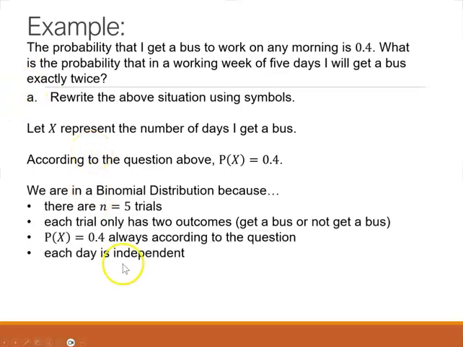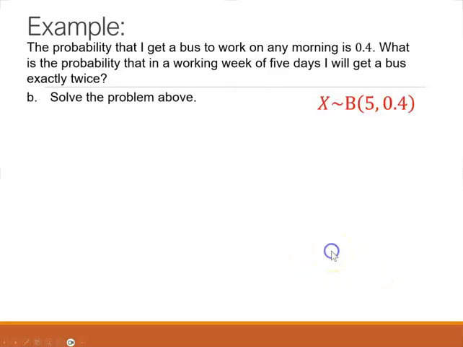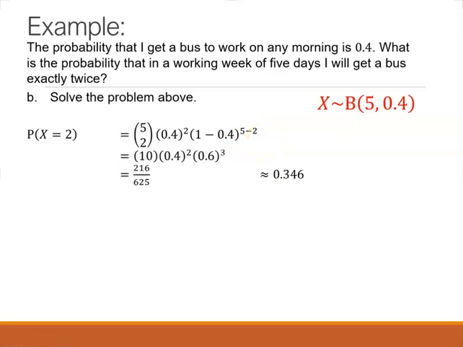So we can say then X is related to the binomial distribution 5, 0.4, and we're looking for the probability that X is equal to 2. Everybody feels happy with that? So if I want to solve the problem, I'm going to take X equal to 2 and plug it into my binomial formula and grind away. Boom, done. Just plug it into the formula.